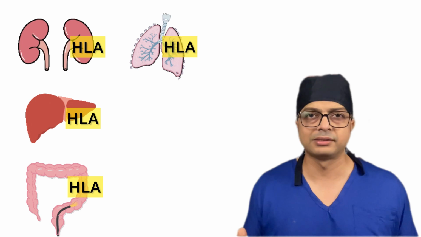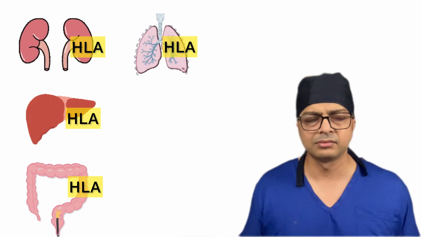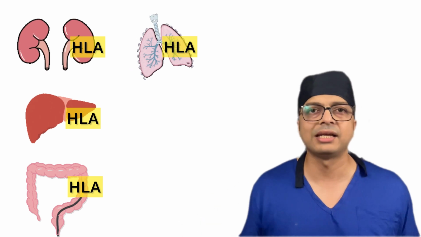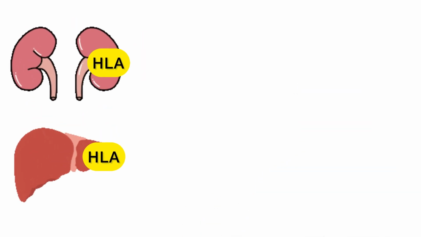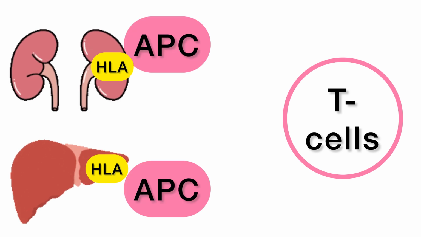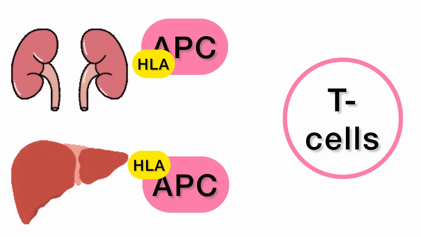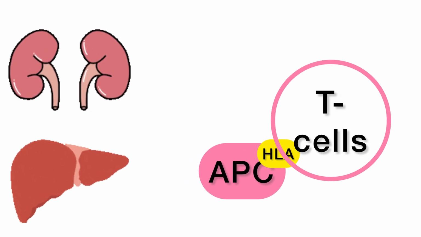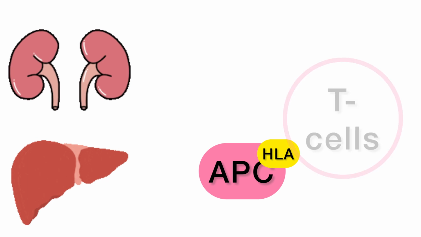Friends, all the organs in the body carry major histocompatibility complex MHC antigens, also known as HLA antigens, human leukocyte antigens. When these antigens are presented to the recipient T cells, either by antigen presenting cells of the donor or the antigen presenting cells of the recipient, then the immune response starts.